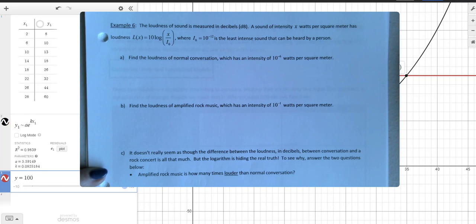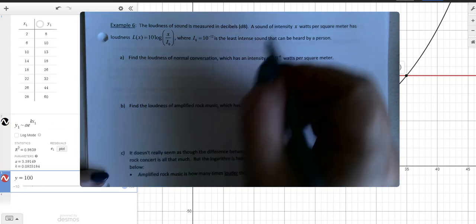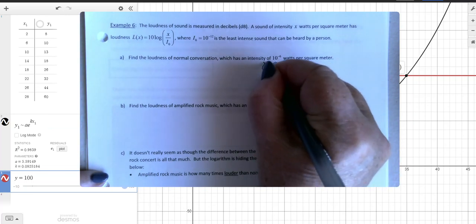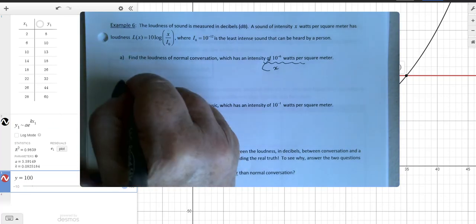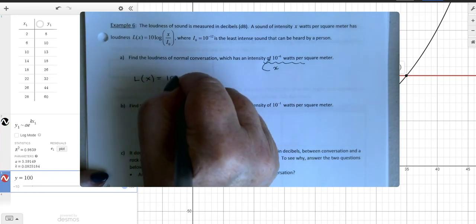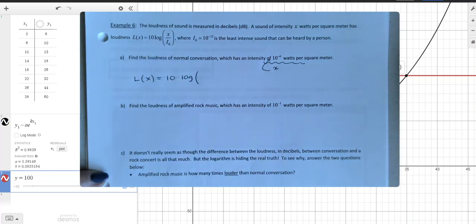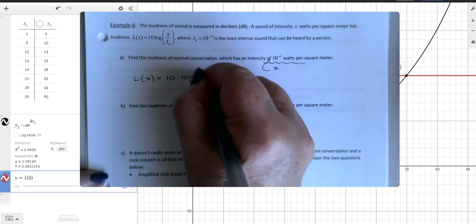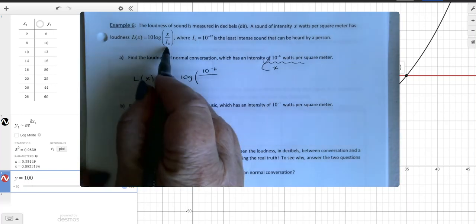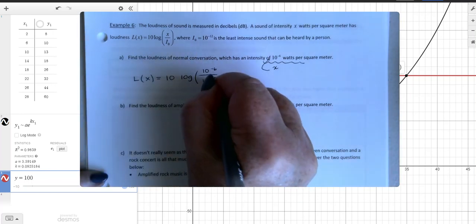All right, we are supposed to first of all find the loudness of normal conversation, which has an intensity of 10 to the -6th watts per square meter. So the intensity is our X, so notice here we were just given the X value. And I'm just going to plug that into my loudness equation. 10 times the log of our X value, 10 to the -6th, divided by I naught, which is 10 to the -12th.